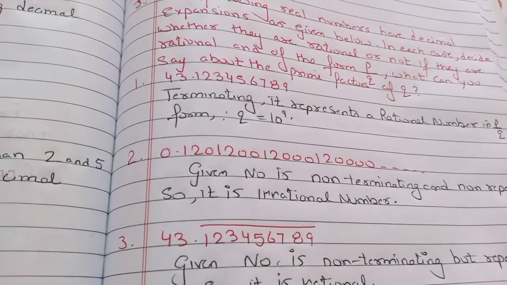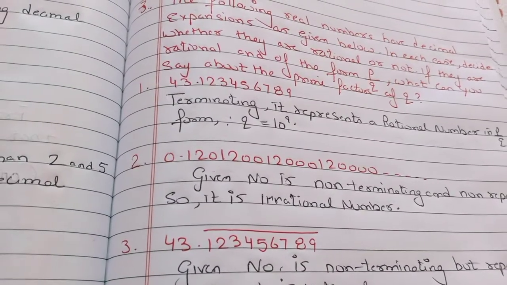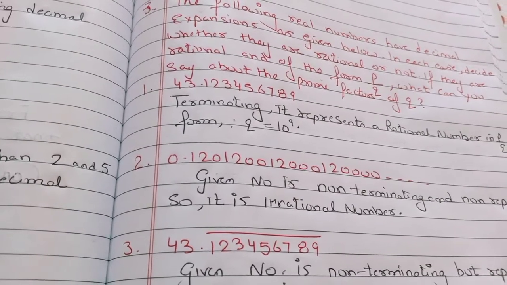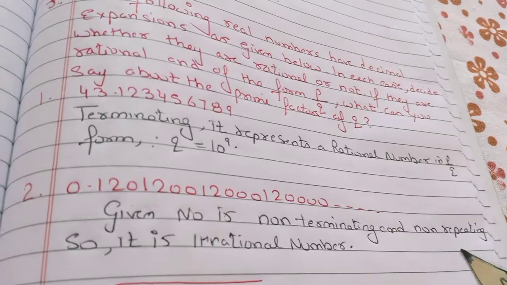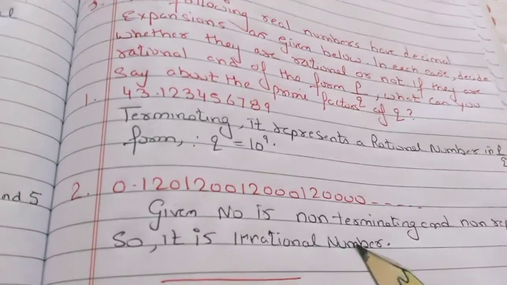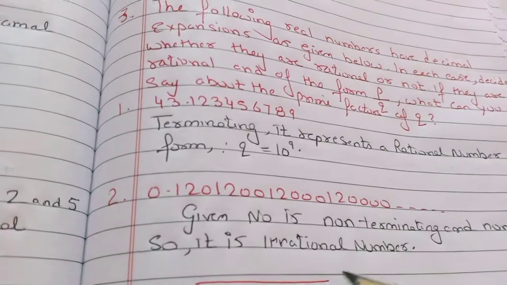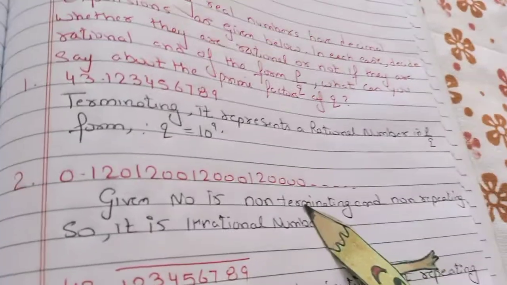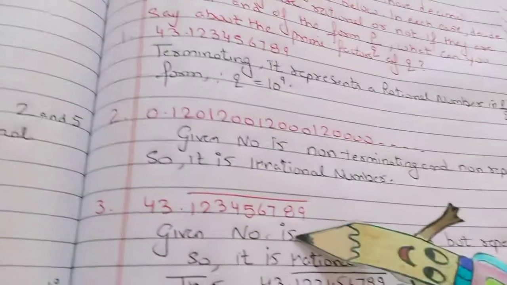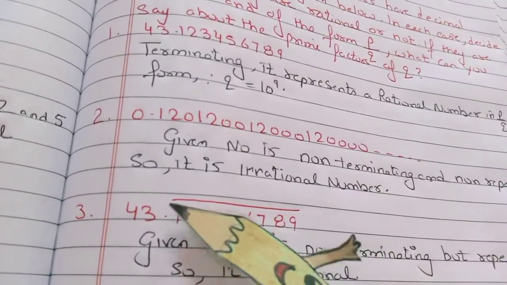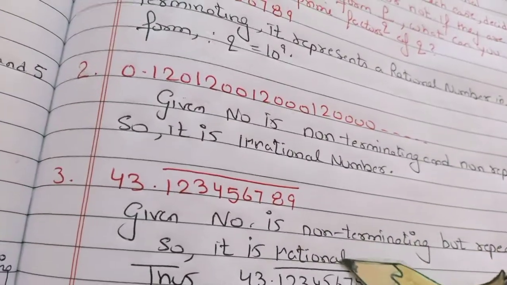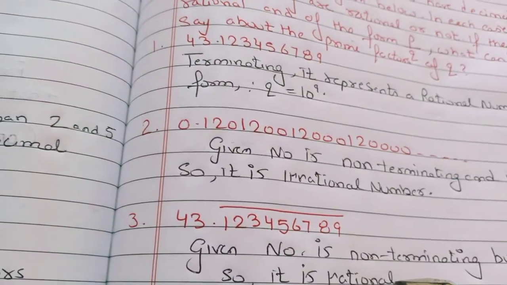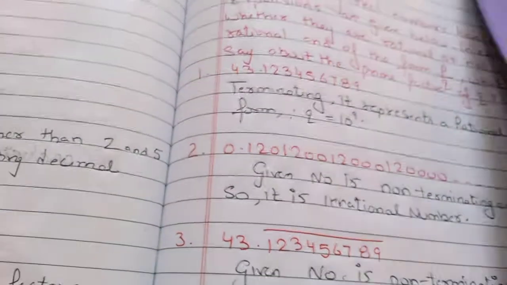Next number is 0.120120012000120 and so on. The given number is non-terminating and non-repeating, so it is an irrational number. Now come to the third question. This number is in the form of a bar. The given number is non-terminating but repeating, so it is a rational number.